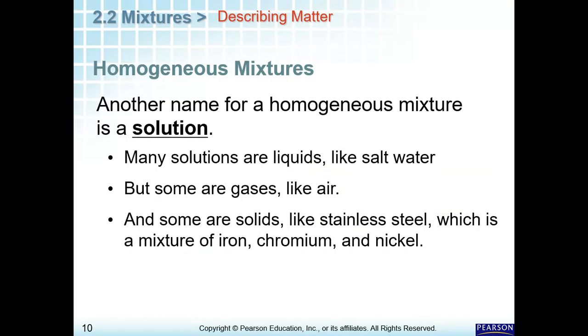Now, a solution or homogeneous mixture can be made up of liquids like we've seen on the previous slide, like salt water, sugar water, Kool-Aid. It can also be gases like air. We said air was a mixture that was really hard to tell was a mixture, and that's because it's a homogeneous mixture. And there are still homogeneous mixtures that are solids that we call solutions, like stainless steel. Stainless steel is actually a mixture of iron, chromium, and nickel all together. Brass is another one, or even bronze, which is also a mixture of metals that are melted together.